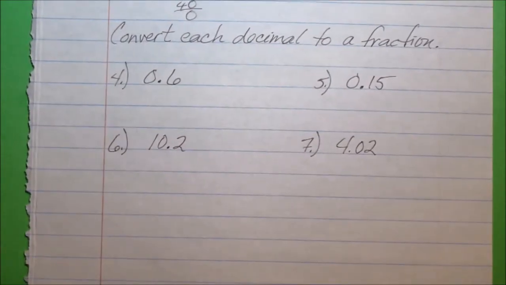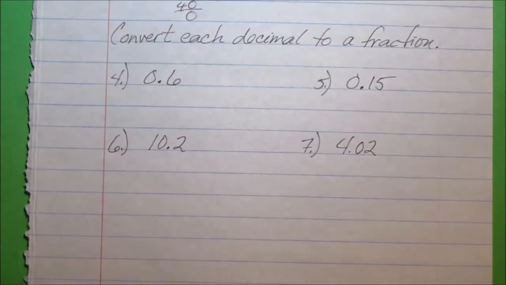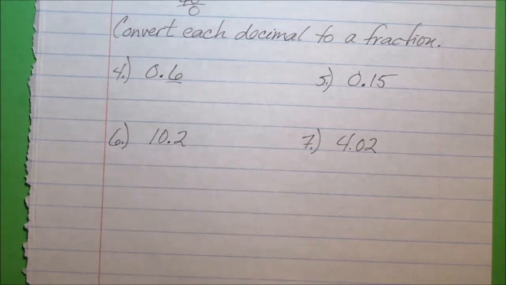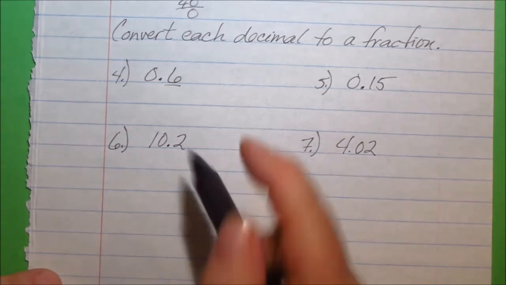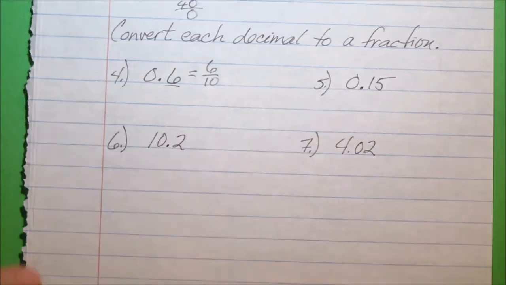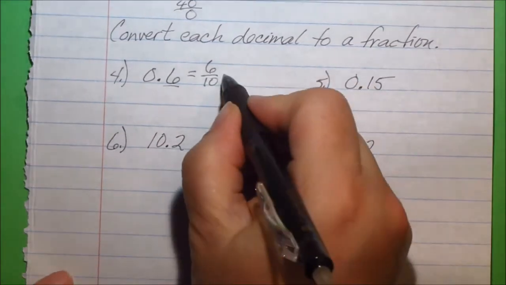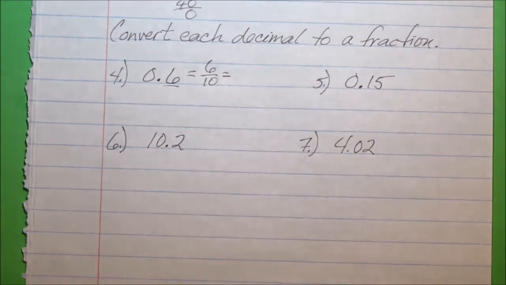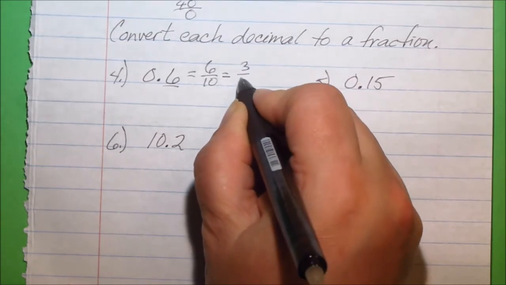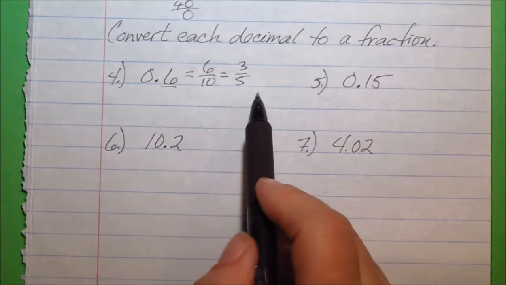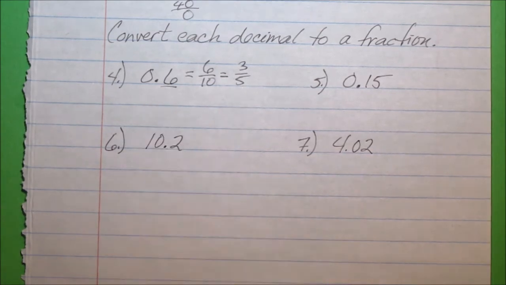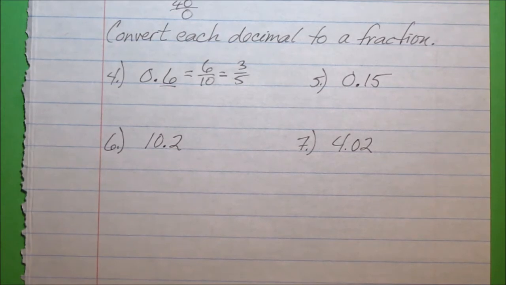Convert each decimal into a fraction. All right, so to do that, we first have to think of, okay, what is the place value of the last number of the decimal? All right, so this equals 6/10, because the 6 is in the tenths place. Now we have to think of, can that be simplified? And it sure can. 2 goes into 6 3 times, and 2 goes into 10 5 times. So now 3/5 is the fraction equivalent of the decimal 0.6.